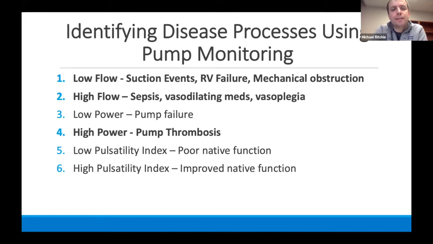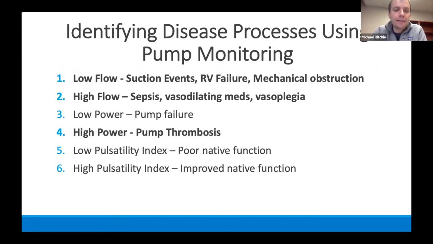And then low and high pulsatility index. We talked about this earlier. If you're seeing low pulsatility index, then the idea is that you have poor native function, because either the LV itself is just worsening and unable to contract, or you're taking too much volume out of the LV and it doesn't have the pressure against the walls to create a squeeze, kind of like as it goes up the Starling curve. You may be over emptying the LV, and you may see that low pulsatility index with that.